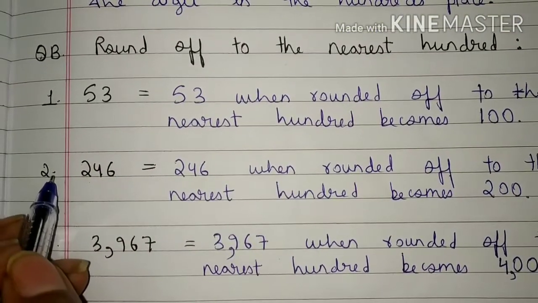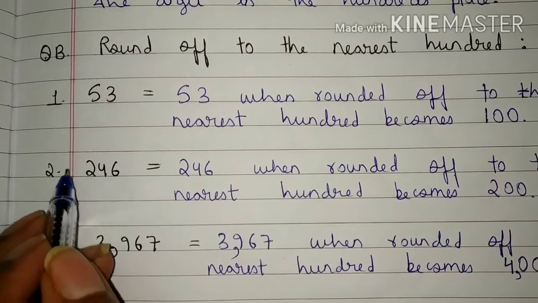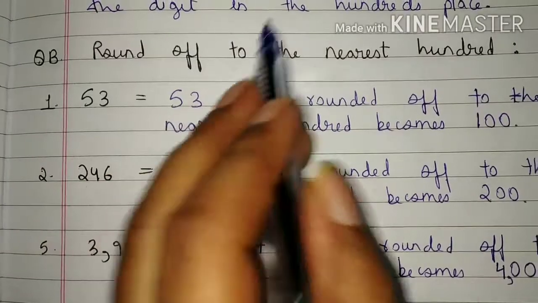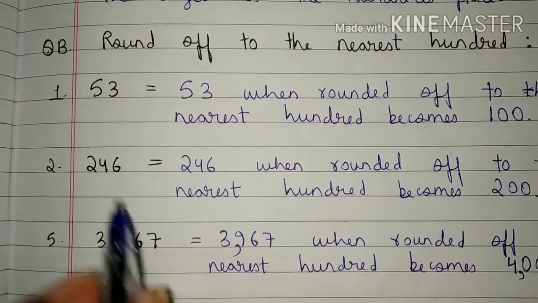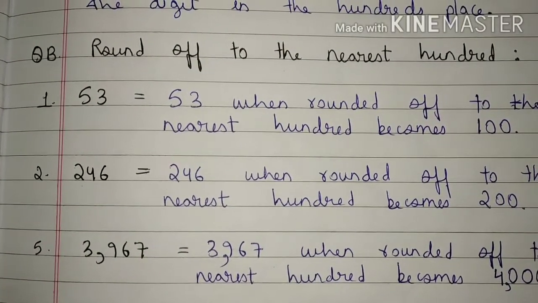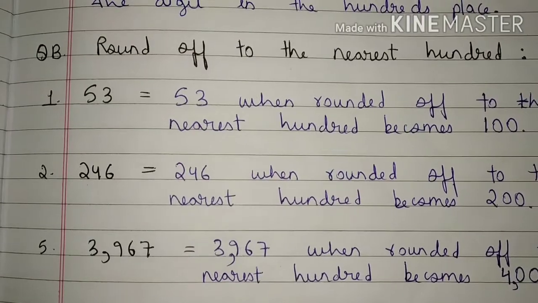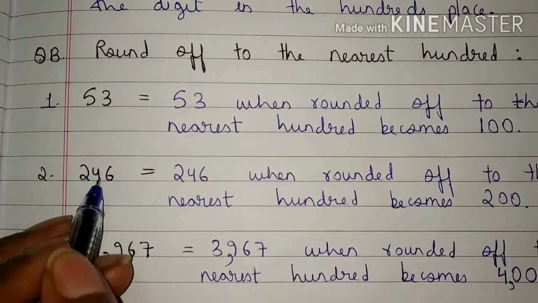Second question, number is 246. Students, you have to round off this number to the nearest 100. I have told you that when you have to round off a number to the nearest 100, you will check the digit in the tens place. Here in the tens place digit is 4.